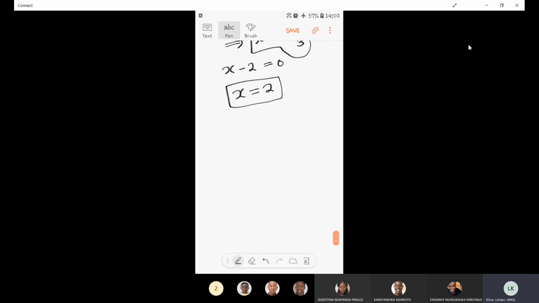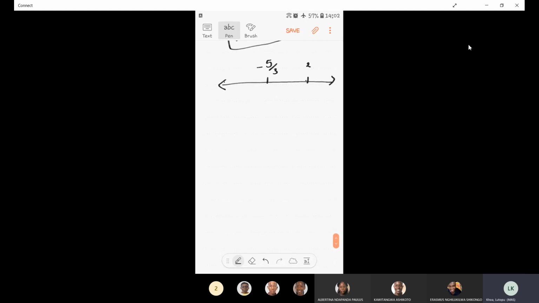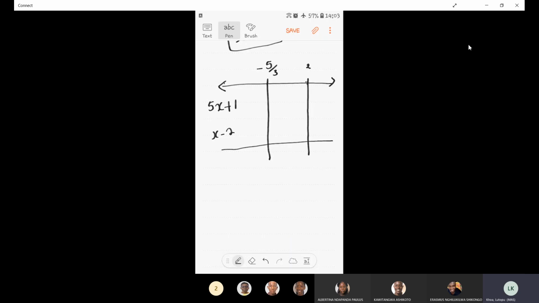I will follow the same procedure. They take my number line and divide it into 3 parts. The first one is from minus infinity to minus 5 over 3, and then from minus 5 over 3 to 2, and then from 2 going on to infinity. And then I extend my table and put in my factors. The first factor is the numerator, 3x plus 5, and the second factor is the denominator, x minus 2.